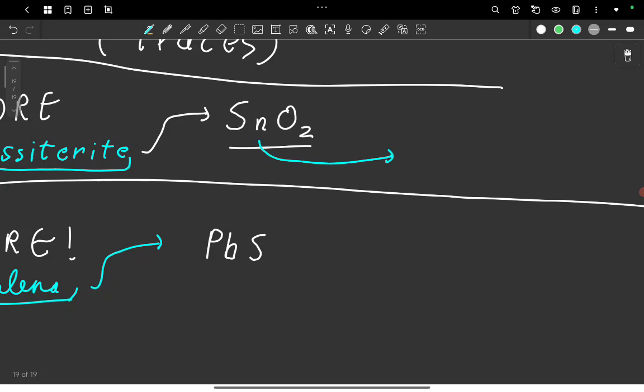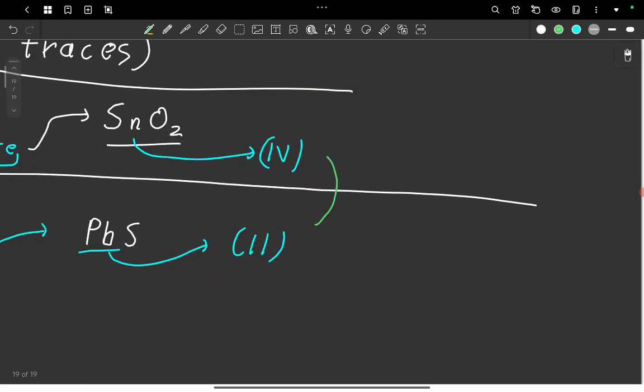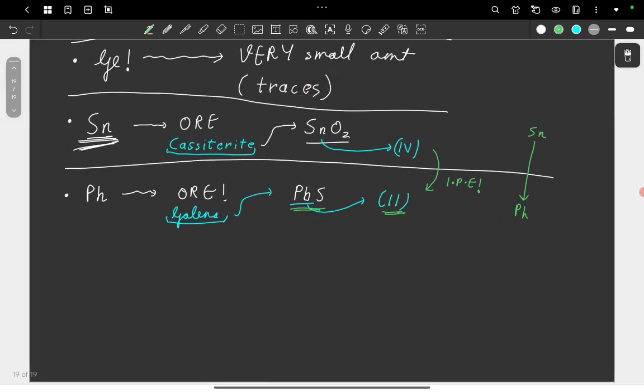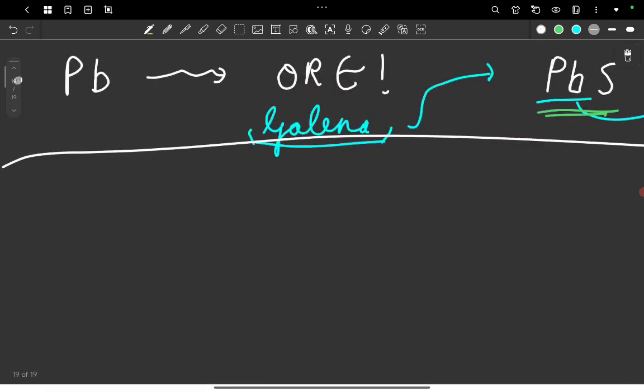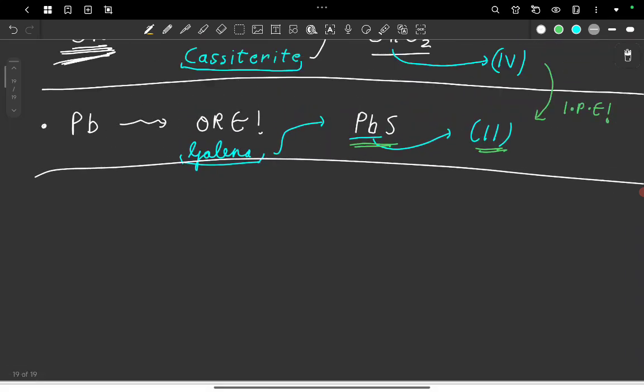You see how here the oxidation state of tin is 4, while here the oxidation state of lead is 2. This kind of illustrates the inert pair effect, because as you move down the periodic table from Sn to Pb, the plus 2 oxidation state got more stable, and hence lead naturally occurs as a compound in which it has the second oxidation state. Isn't that cool? Pretty cool, I guess. Wait, why have I written pH? It's Pb. Don't think any other meanings for pH.